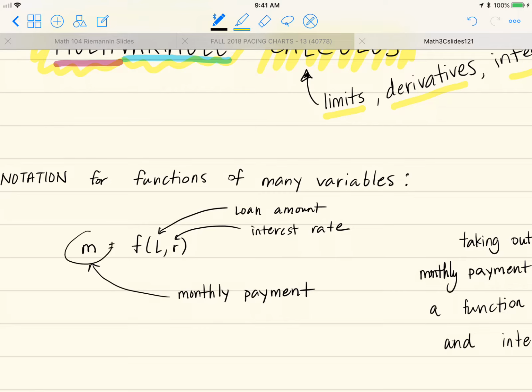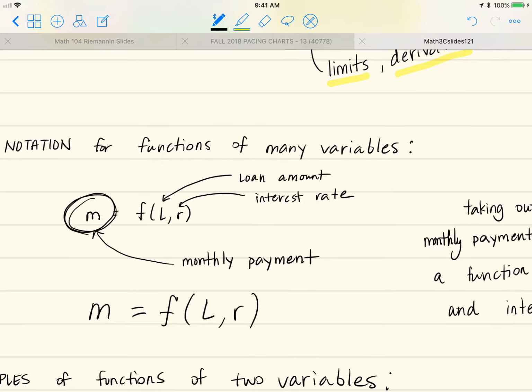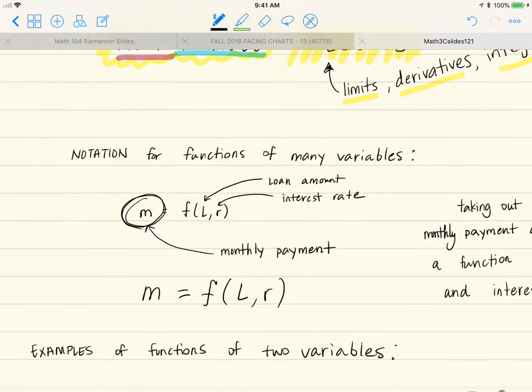So we can take that information and succinctly write it like this. We'll say M, which is the monthly payment. So M is a function of the loan amount and the interest rate. Okay, so this should be very reminiscent of before, when we might say y is a function of just x, right? You have one input x and then you have an output y, or f of x. Here we're going to have two inputs or three inputs. Okay, so that's the notation that we'll be using.